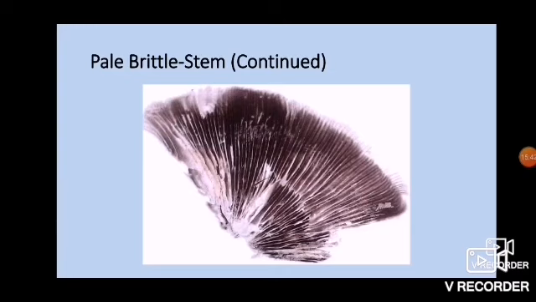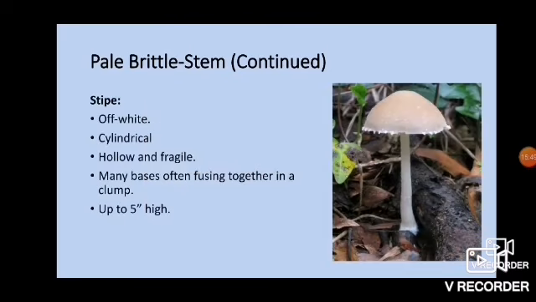And there it is for you. It's kind of an off color there. It's very interesting. The stipe is off-white in color. I would say that that isn't just cylindrical, that that's approaching bulbous. It is hollow and fragile. Many bases often fuse together into a clump, and it's actually quite high. They'll grow up to about 5 inches high.